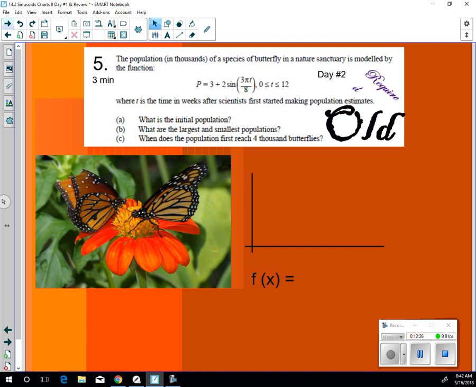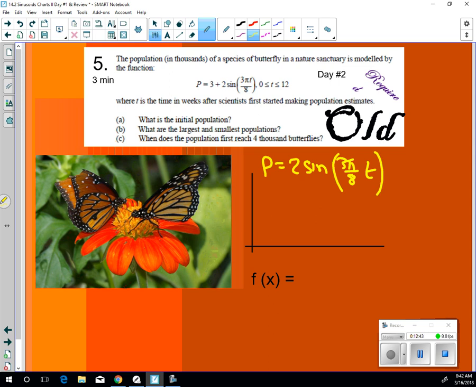And then for the last one, number 5, what you do is a population of butterflies. I'm going to write it this way. P is equal to 2 sine 3 pi over 8 times t, and then plus 3. This is going to be my A, B, there is no C, and this is your D. So A equals 2, B equals 3 pi over 8. Well, that's pretty horrible. And C is 0. D goes up 3.